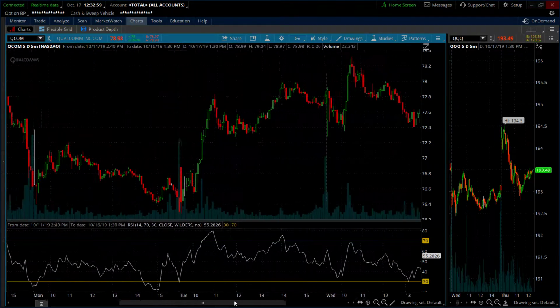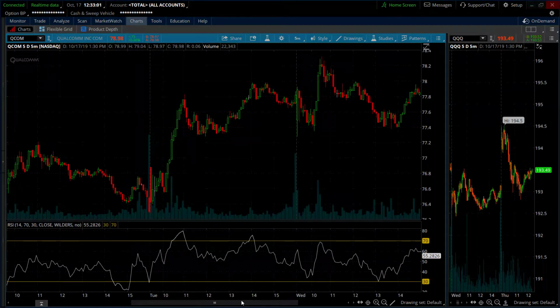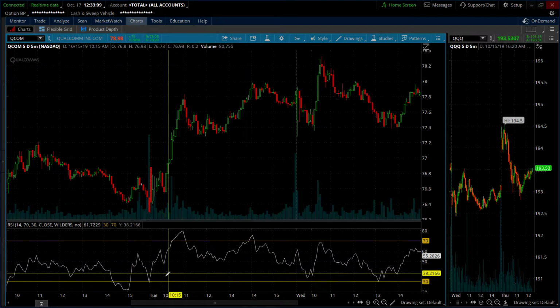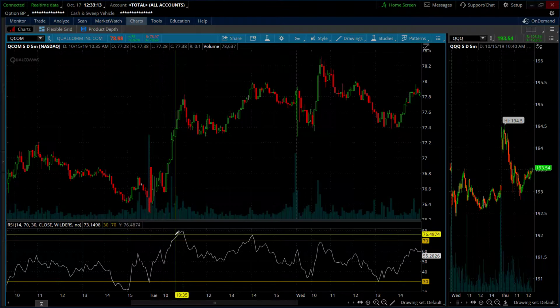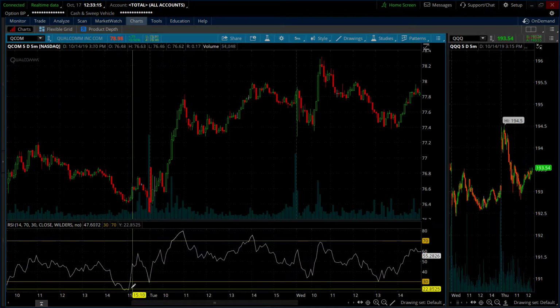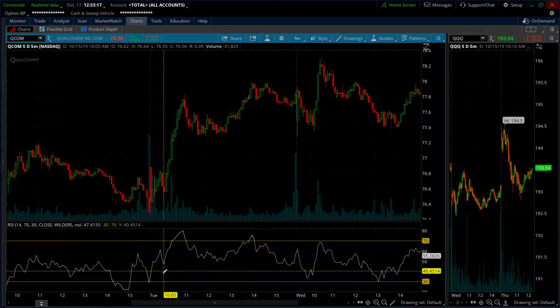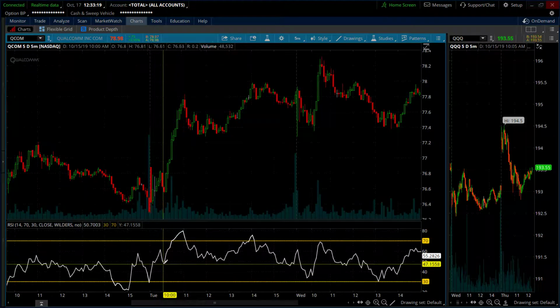Now the relative strength index is just a measure. It's just going to measure the strength of the individual stock. Okay, it's going to measure the strength. So what that means is when the relative strength index is going up like this, that means the strength is to the upside. Okay. Now you get some dips here. That doesn't matter.